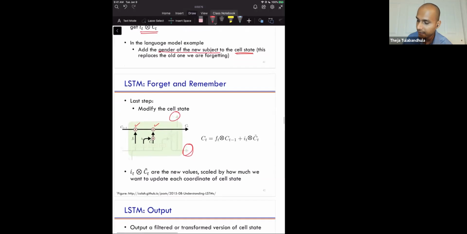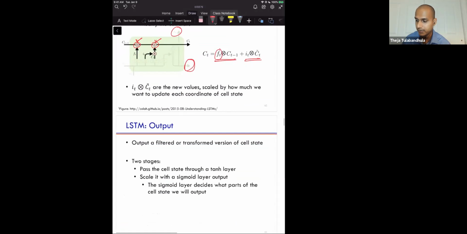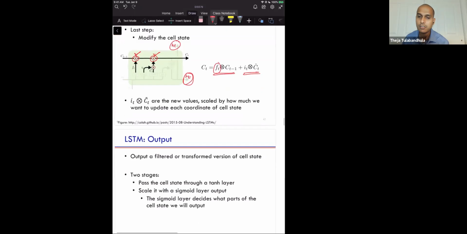So modification of cell state is these two steps, which I think I discussed before. You do an element-wise multiplication and addition of the modified c tilde t. So modified c tilde t is this, and element-wise multiplication of this forget gate is that. Now output. Output in this LSTM block is the same ht. So output is just a transformed version of the cell state.